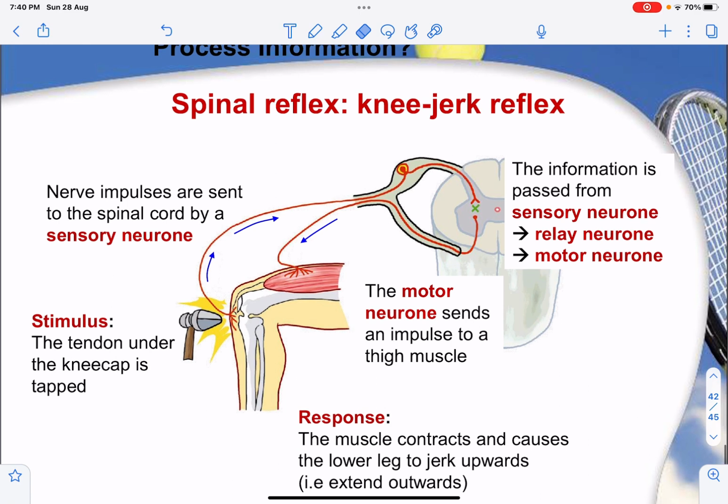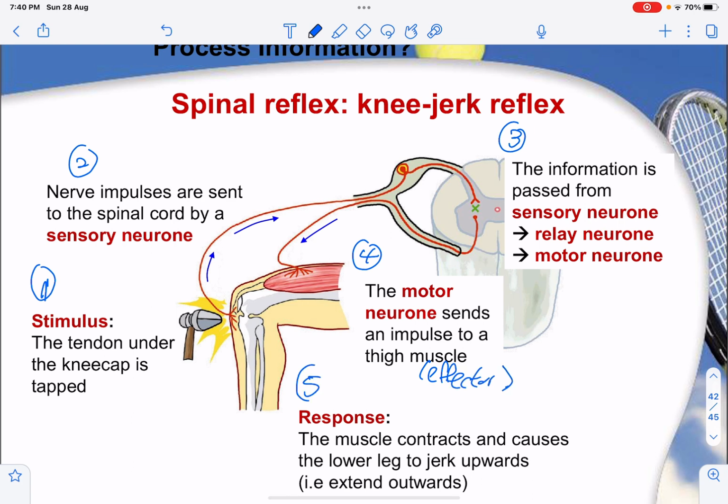So for the spinal reflex, the next one we talk about is the knee jerk reflex. For the stimulus, the tendon under the kneecap is tapped, in which the nervous impulses are sent to the spinal cord by the sensory neuron. This information is then passed from the sensory neuron to the relay neuron and subsequently to the motor neuron, and the motor neuron will send these impulses to your thigh muscles, which are your effector. Lastly, a response will happen when the muscles contract and cause the lower knee to jerk upwards or extend outwards.